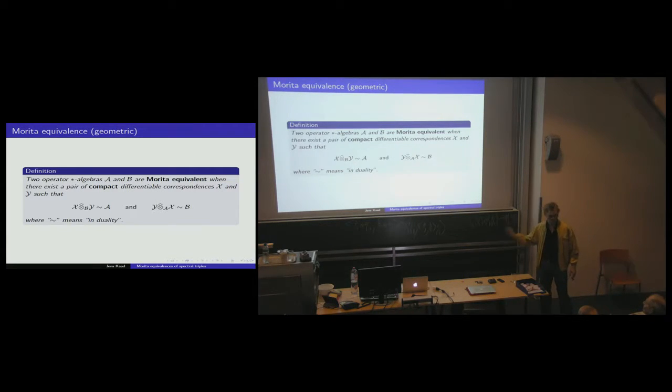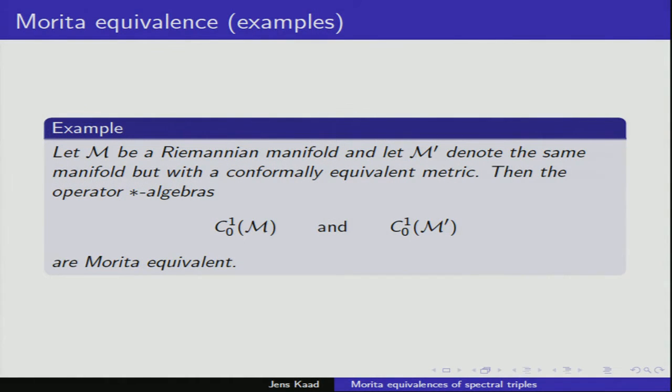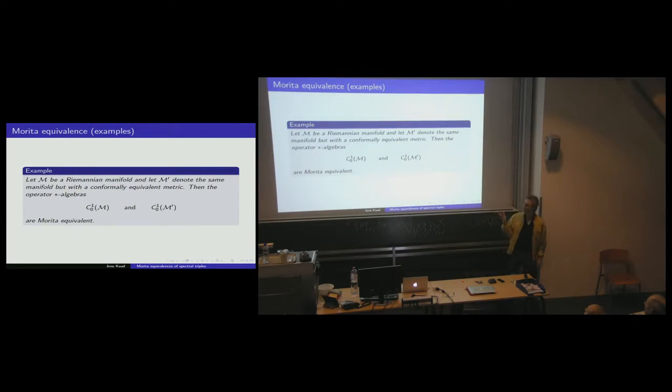And examples. So first example, if you have now a Riemannian manifold M, and you take another Riemannian manifold, M prime. So M and M prime are the same as manifolds, but the Riemannian metrics are only the same up to a conformal factor. So the Riemannian metrics are only conformally equivalent. Okay, then I have two different operator algebras. I can look at the C1 functions on the manifold that vanish at infinity on M, and the C1 functions vanishing at infinity on M prime.